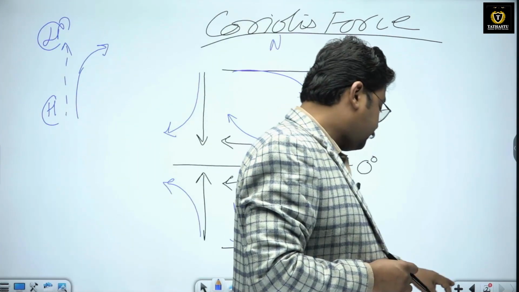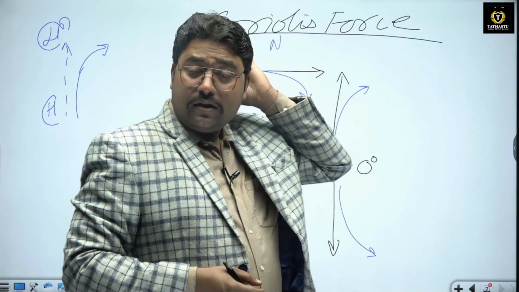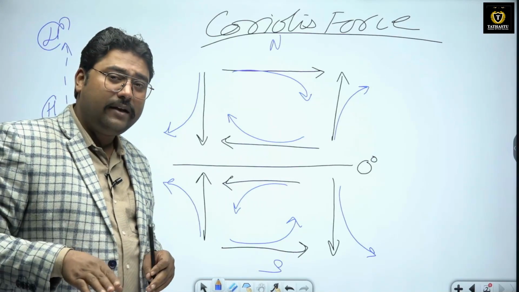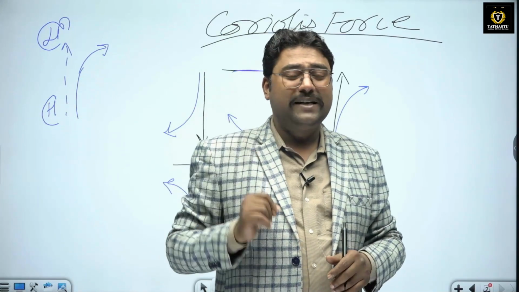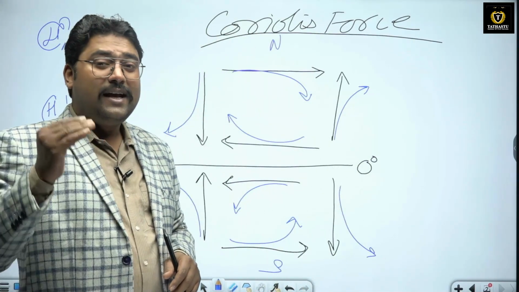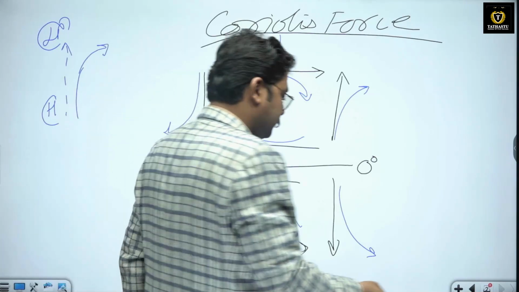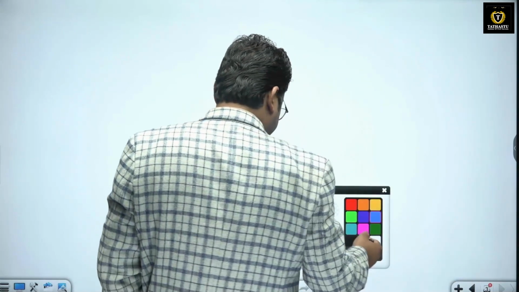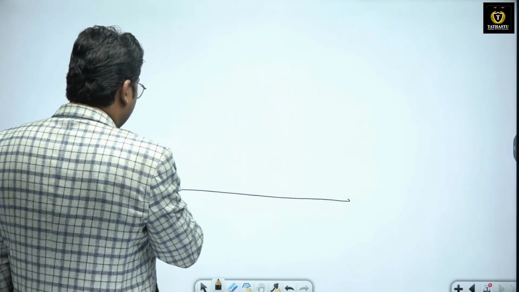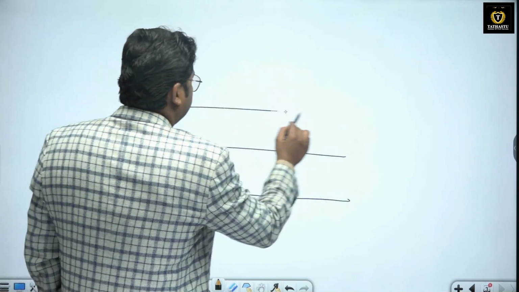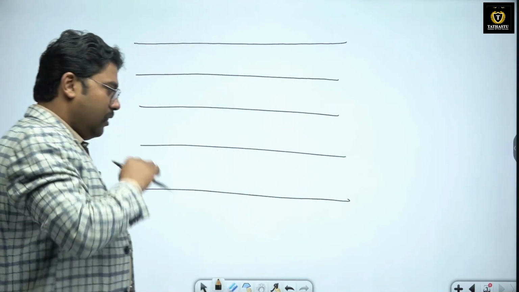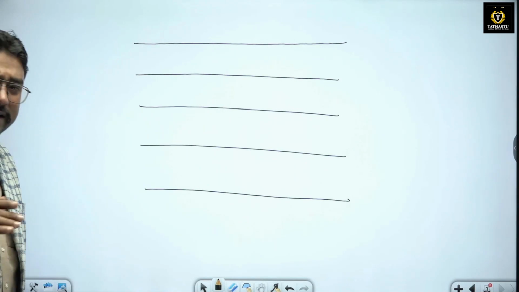Now we will see the relationship between the pressure gradient force, Coriolis force, isobars and the wind direction. So let's have a look. We have already seen the relationship between the isobar and the pressure gradient force.